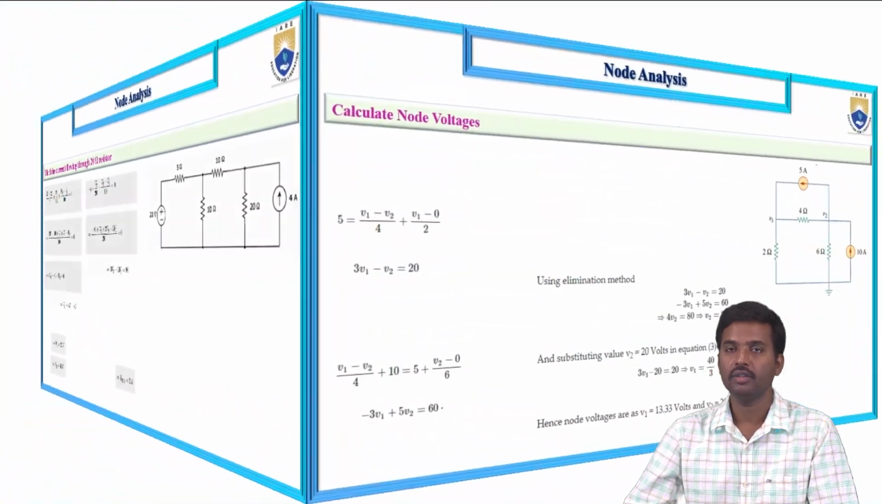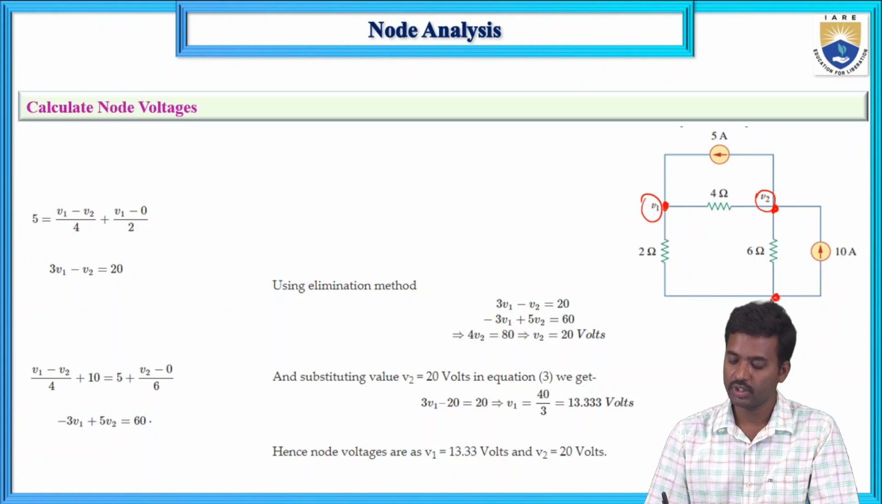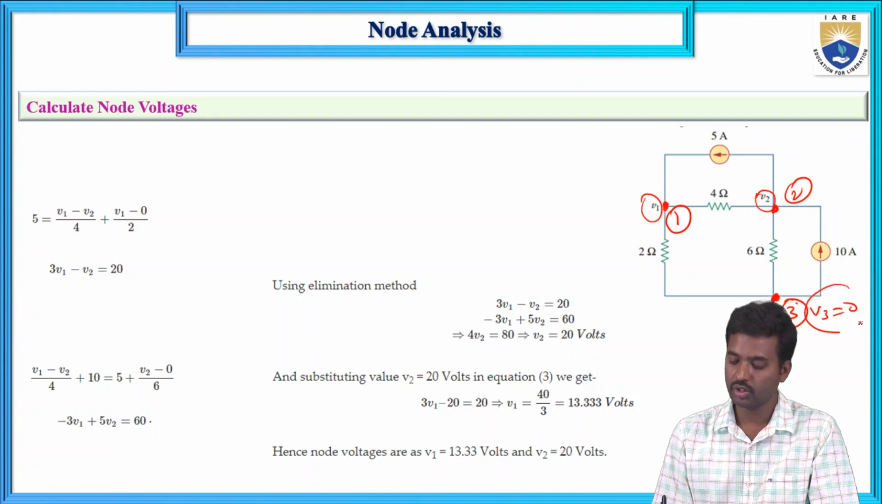And next, calculate the node voltages. First, V1 and V2 are the node voltages. The possible junctions here are 1 and 2, and this one is 3. So junction 1, junction 2 and junction 3. Junction 1 voltage is V1, junction 2 voltage is V2 and junction 3 voltage is V3. V3 equals 0, V3 is the reference junction.